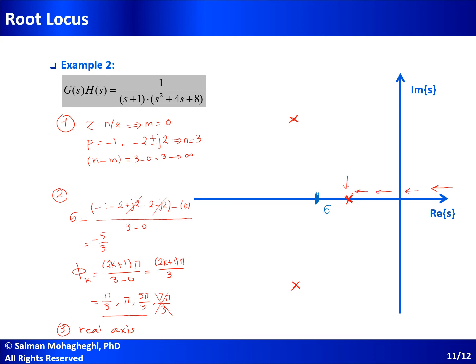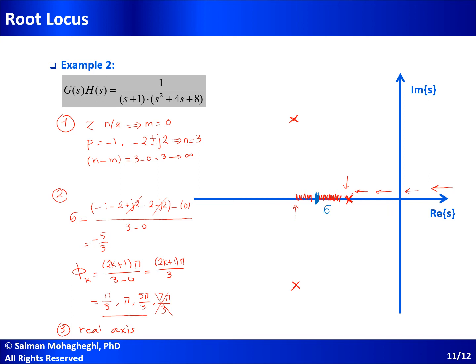When I get to this point, I start having 1 pole to my right. So that means this portion is a part of root locus. It is a part of root locus until I get here. Once I pass this point, how many poles would I have to my right?